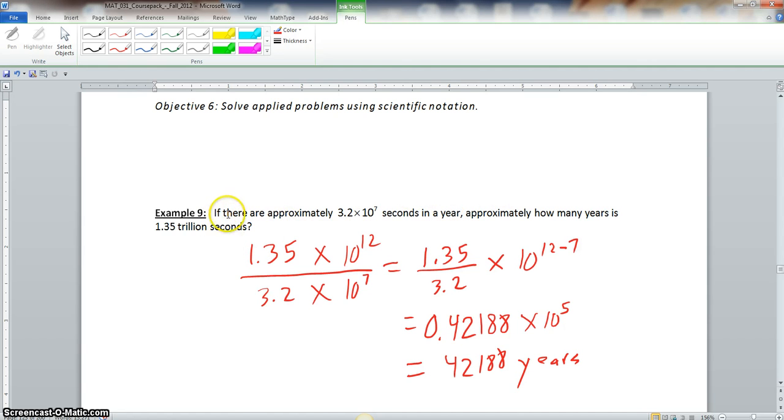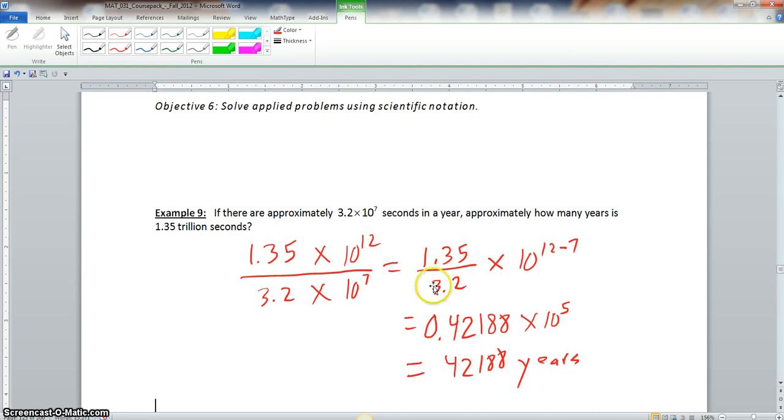Now, reading this question one more time. If there are approximately 3.2 times 10 to the 7 power seconds in a year, approximately how many years is 1.35 trillion seconds? So we will write this in scientific notation. It'll be 1.35 times 10 to the 12th power. So we know 1.35 times 10 to the 12th will give us the 1.35 trillion we were talking about. Okay, now, in our denominator, we had 3.2 times 10 to the 7th power. So now, we would divide. We would separate this like I showed you earlier.